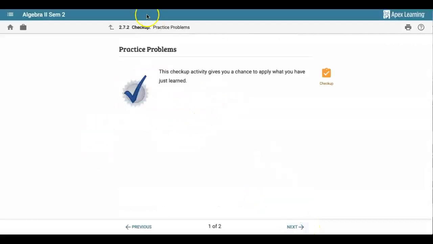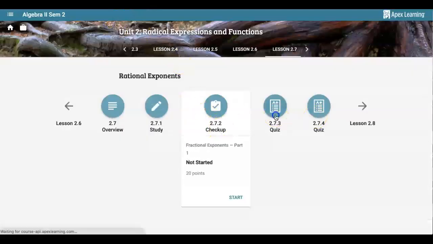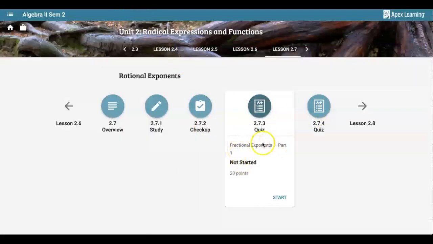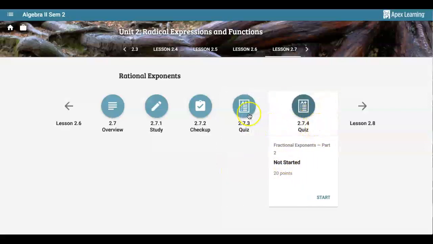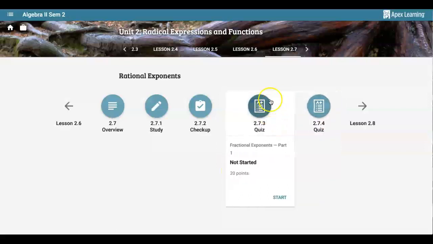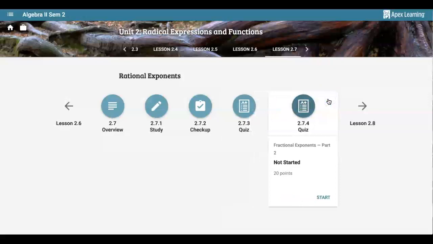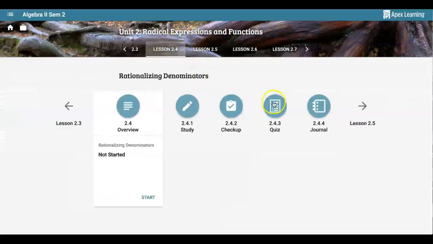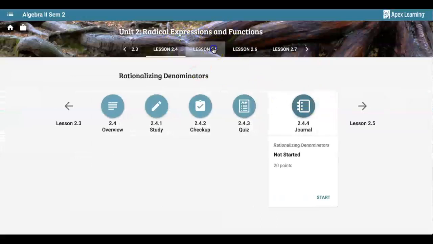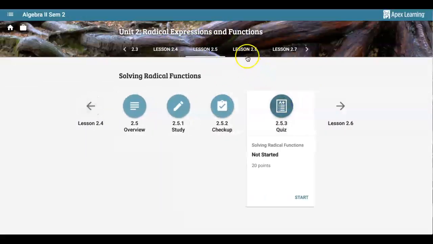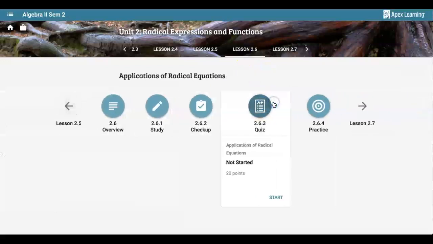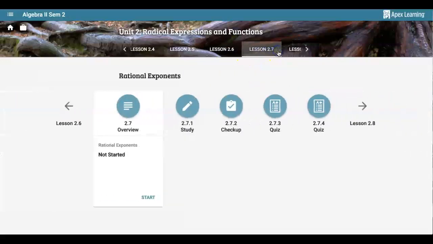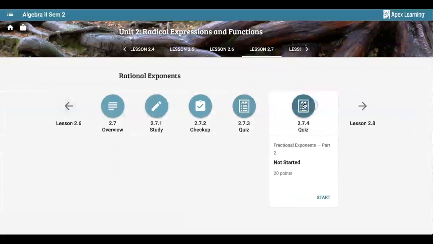All right. So to finish this one off, we have 2 quizzes here. All right, so fractional exponents part 1, and then fractional exponents part 2. Okay, so again, if I was a betting woman, I would say this one is about 1 over n, and this one's about m over n. All right, so again, just to remind you, 2.4, you have 1 quiz, 1 extra credit opportunity. 2.5, you have just 1 quiz. 2.6, you have 1 quiz, 1 extra credit opportunity. And 2.7, you're going to end with 2 quizzes here.